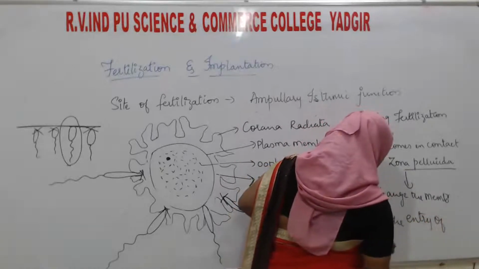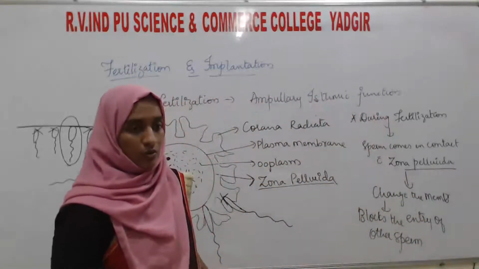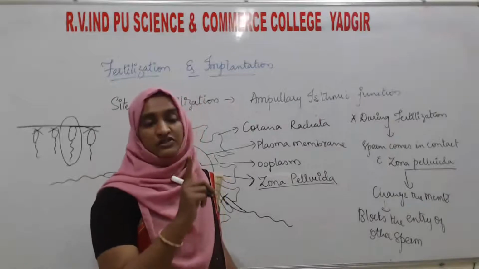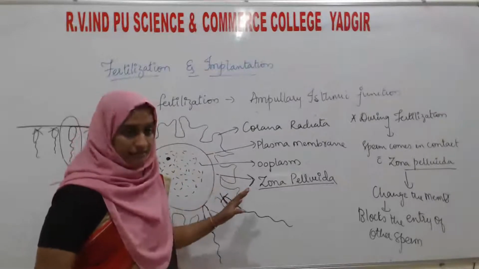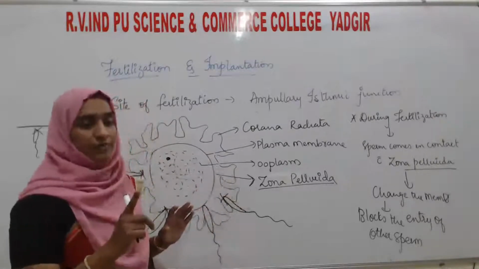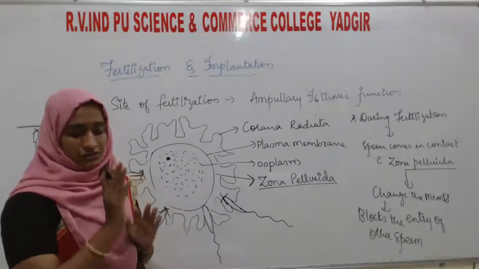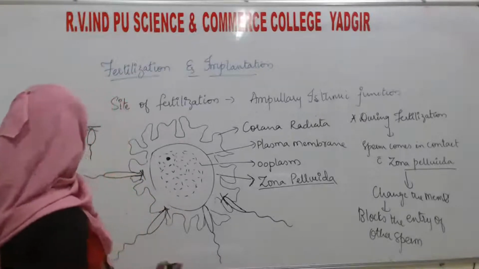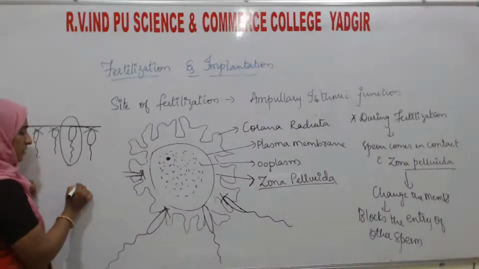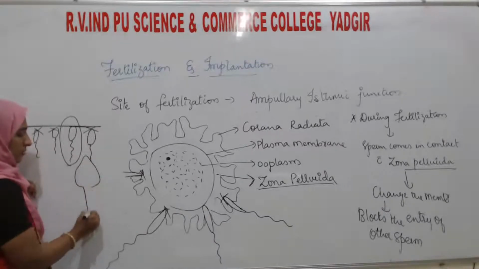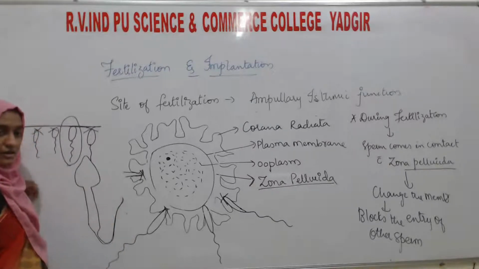of other sperms, so that only one sperm can penetrate one ovum, and only one sperm is responsible for fertilizing one ovum. So that is the thing here. One more thing: you have studied the structure of the sperm. In the sperm there is a head region, a middle piece, then a tail region. This you had studied.